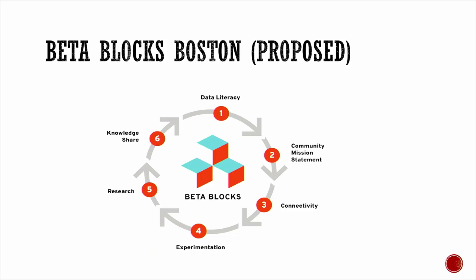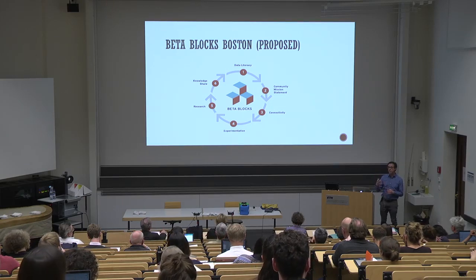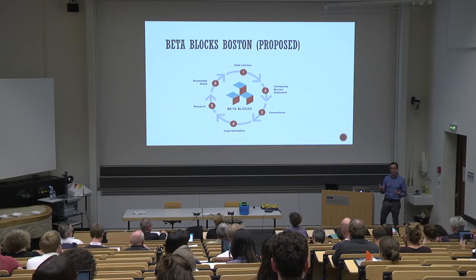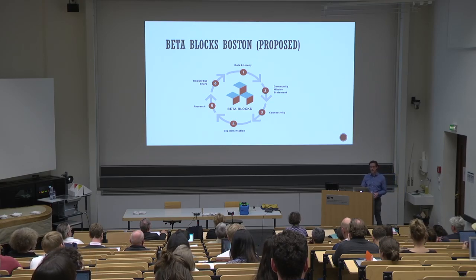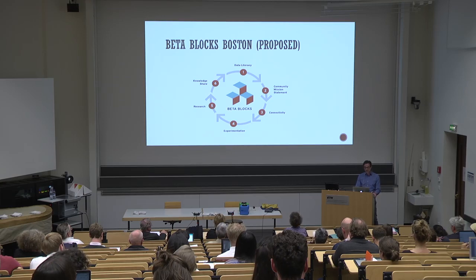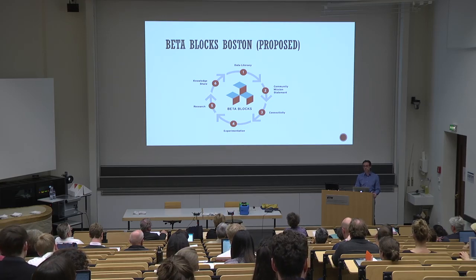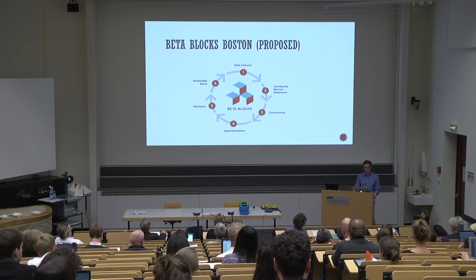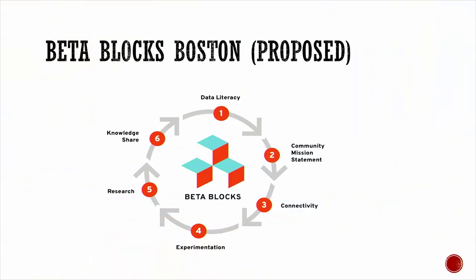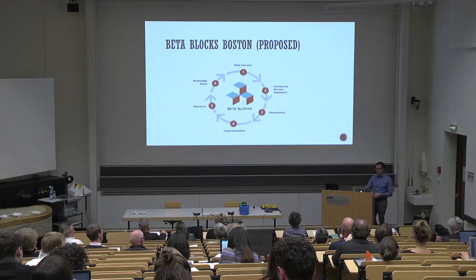Community mission statements, which I'll explain. Community mission statements are ways in which local communities can generate a problem statement and a value statement that can be used to guide technological experimentation. Connectivity, which is ways in which private vendors can be connected with both the city and local communities. Experimentation, which is an opportunity for controlled experimentation within local areas. Finally, research, by inviting in the research community. There's 1 or 2 universities in Boston. And then knowledge share, which is to create a platform that enables the kind of sharing of what happens on a local level, both throughout the city, but then also beyond.